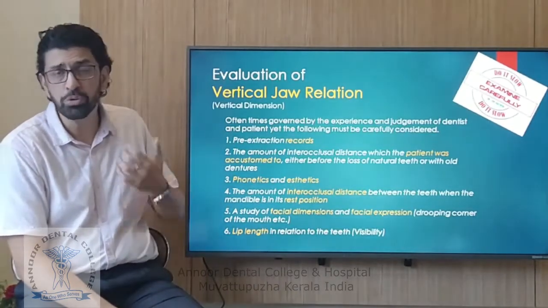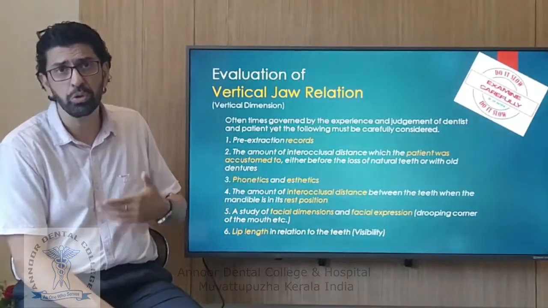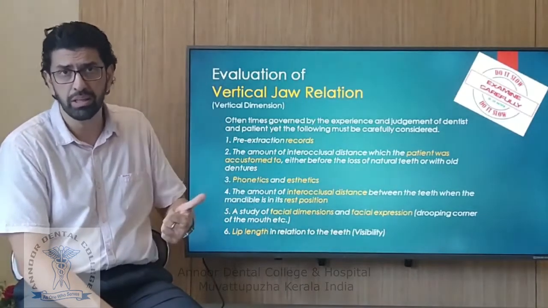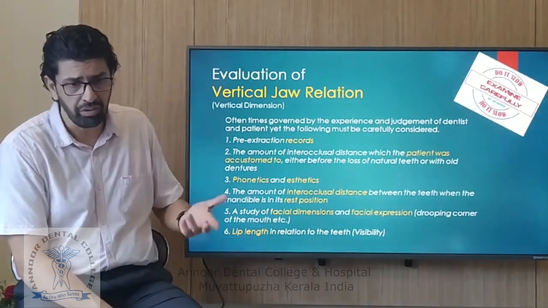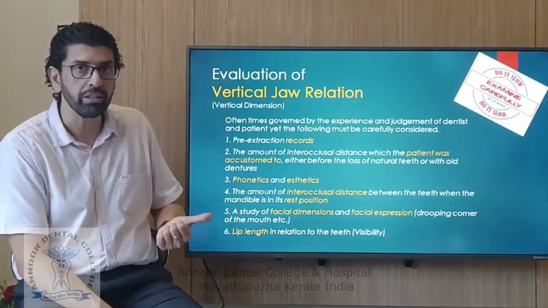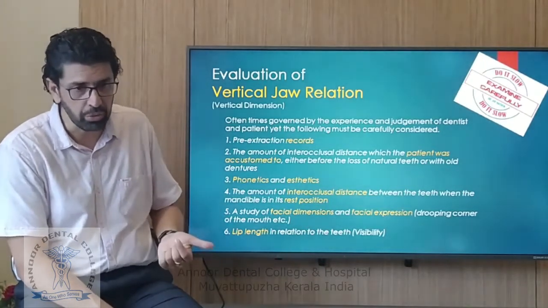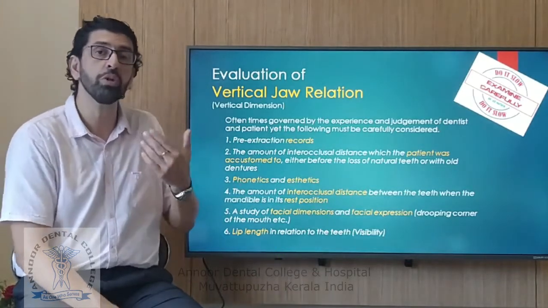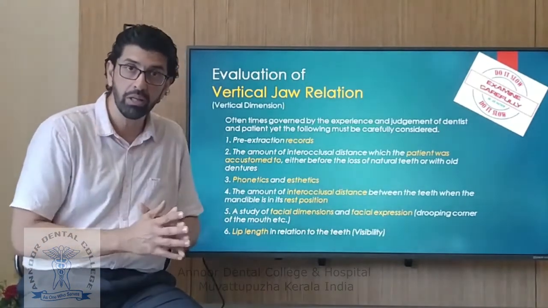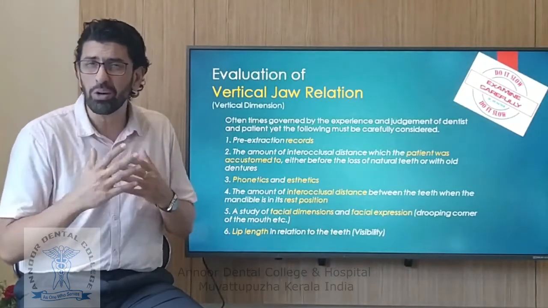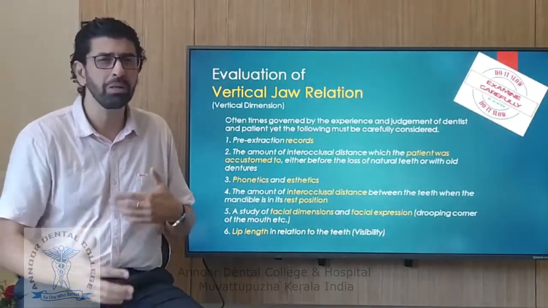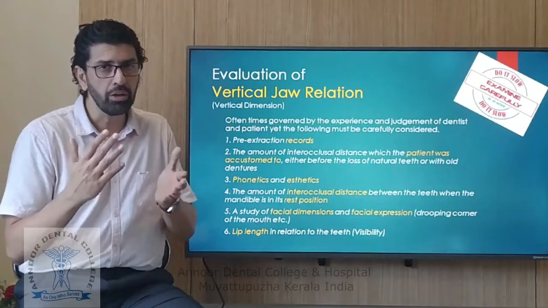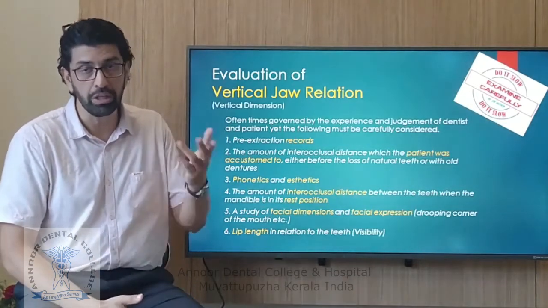Most of the time it's the dentist who's going to make the judgment of whether the vertical dimension is okay, whether it's fine. But you can also use a lot of aids. One is pre-extraction records. The other one is if the patient has an old denture, he's used to a certain occlusal vertical dimension, right? You cannot go very far from that most of the time because the patient will not really accept it. So you can judge with that. This is another good indicator.